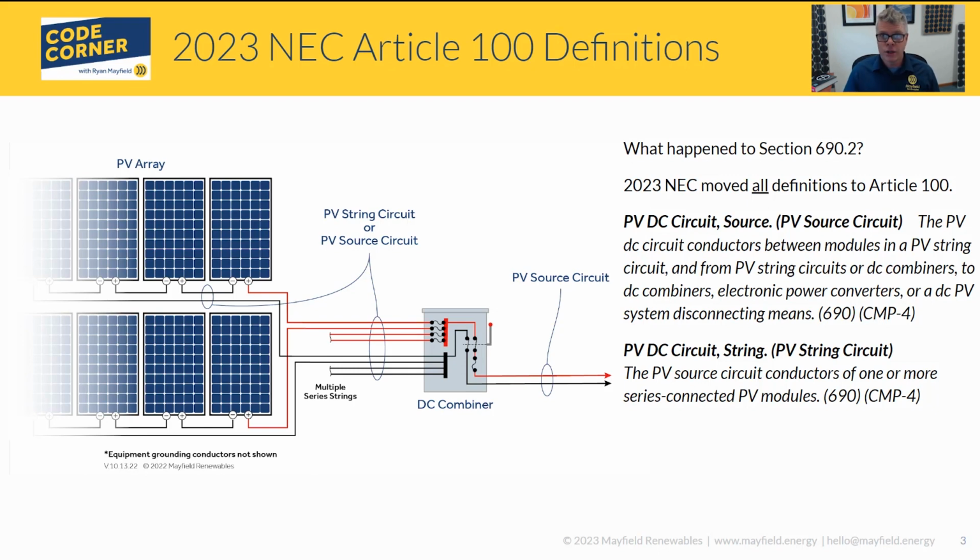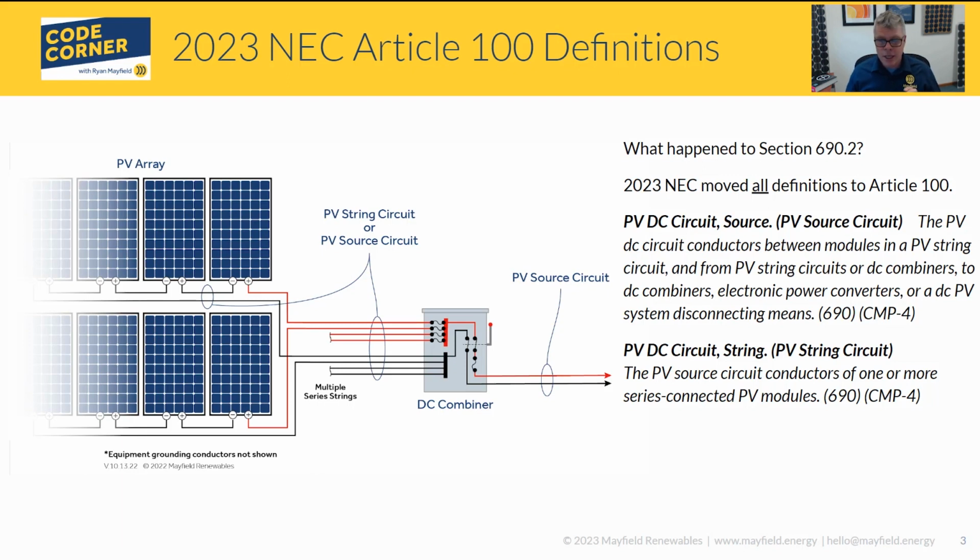The other definition that we have here is for a string circuit. And this is code now using industry jargon really to define what a string circuit is. We've been talking about string circuits for a long, long time in the PV industry. And so now we finally have a code definition, a way of defining what a string really is per code. And really it's what we already know it to be. It's the conductors that are connecting modules in series. That's all it is. It becomes a string circuit.